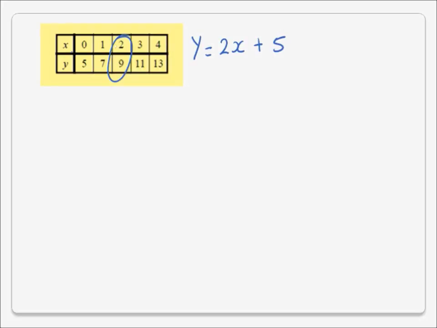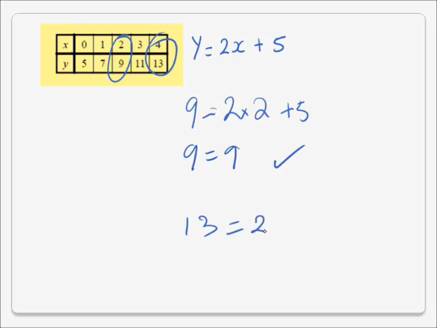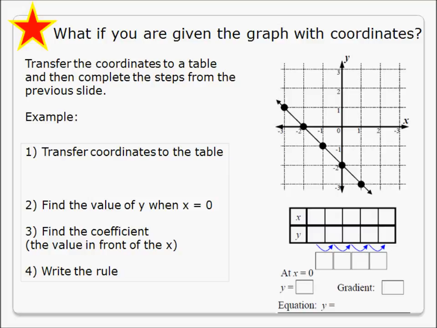Or if you wish to write it down, we'll try that pair, 2 and 9. Does 9 equal 2 lots of 2 plus 5? Does 9 equal 9? Yes, that is a true statement. Therefore the rule works for 2, 9. Does the rule work for 4, 13? Try again. 13 equals 2 lots of 4 plus 5. 13 equals 8 plus 5. That's a true statement. Alright, so what about if you're given the graph and you have the coordinates on there?